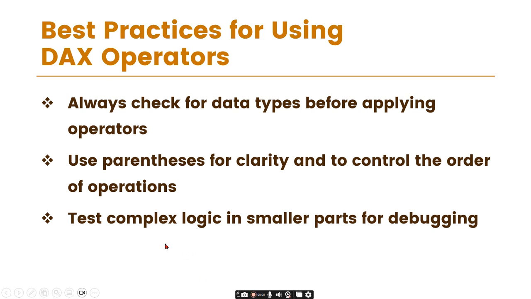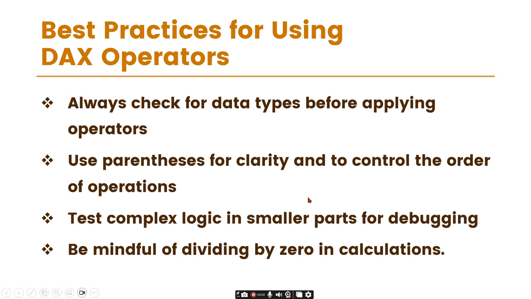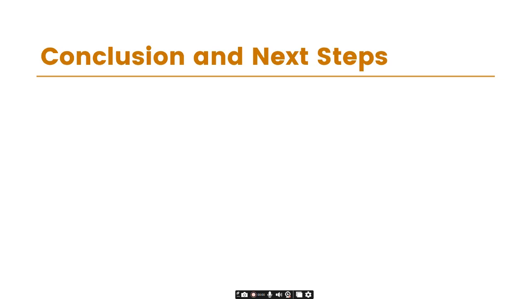Test complex logic in smaller parts for debugging. Try to break the formulas into small calculations and then combine them. That will give us more clarity and understanding of the calculations we are writing, and it will be easier for us to debug as well. Be mindful of dividing by zero in calculations. There are a lot of errors which we might get by dividing a number by zero. At that time, there are various functions which you have to use, which I'll be discussing in our next videos.